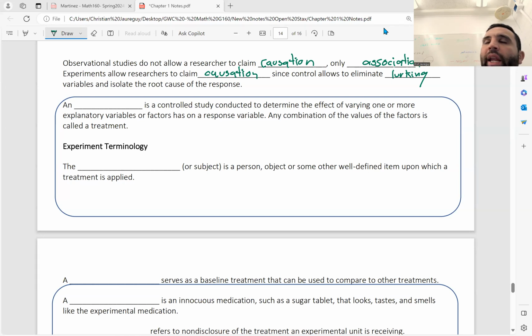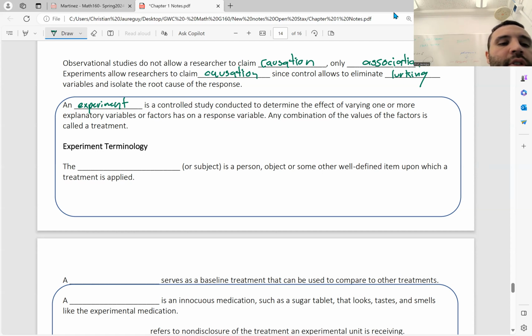But just repeating the same vocab word, an experiment is a controlled study conducted to determine the effect of varying one or more explanatory variables. Any combination of the values of these factors is called a treatment. So if I were to give some people the flu shot, give some people not the flu shot, that is my treatment. Flu shot, yes. Flu shot, no. Or if there were 3 or 4 different styles of flu shots, flu shot A is one treatment, flu shot B is the second treatment, flu shot C is the third treatment, things like that.